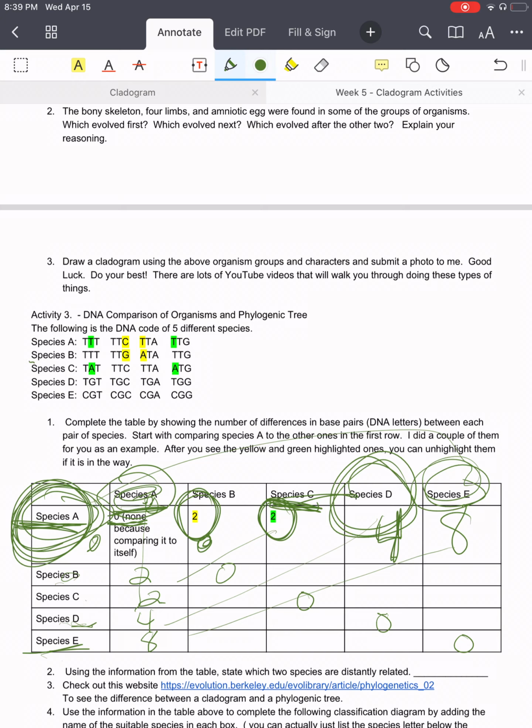So now you would just start with species B and start comparing B with species C and counting how many differences you find. So if you need any more help, then let me know.